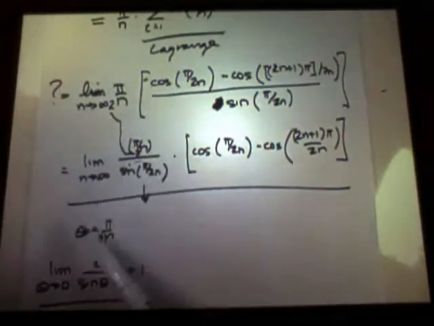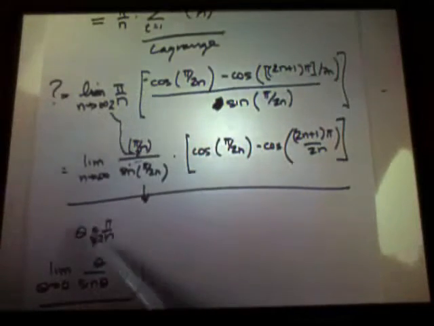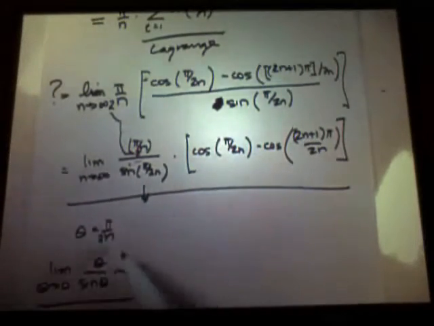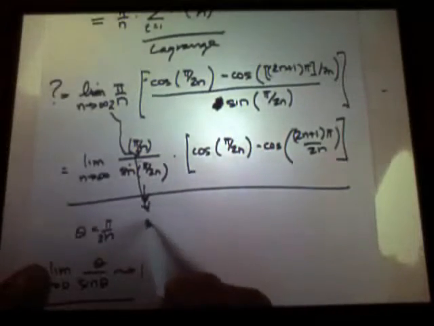So letting theta be pi over 2n as n goes to infinity, theta goes to 0. And we know from Calc 2 that that's 1. So this limit is 1.